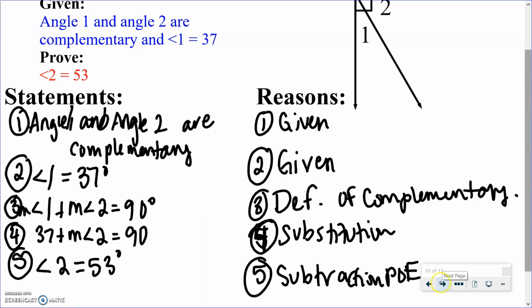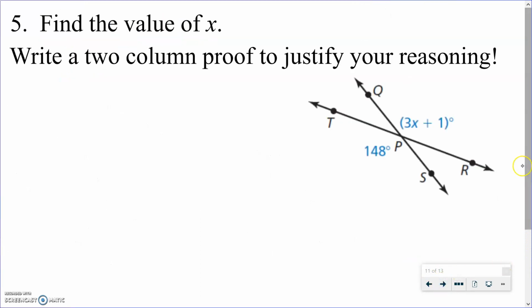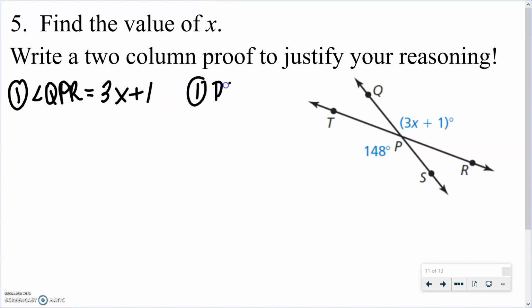All right, let's do another one. So here, this is new. We haven't seen one with a diagram before. So I'm going to write a couple statements that we know. And the first one that we know is angle QPR is equal to 3x plus 1. And so our reason for that is going to be the diagram. So it's like having a given, but it's in the diagram.